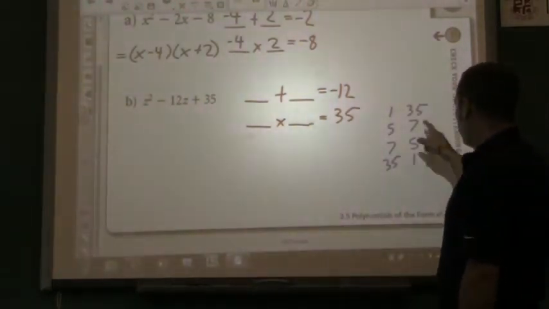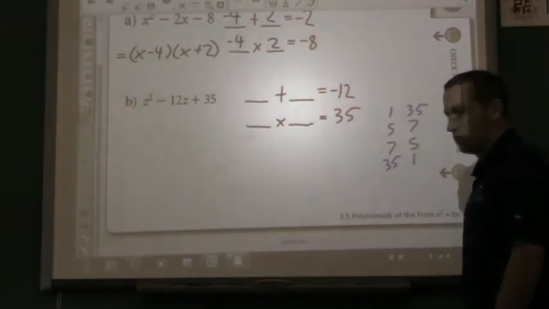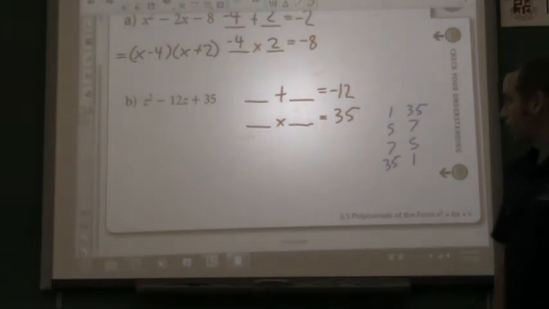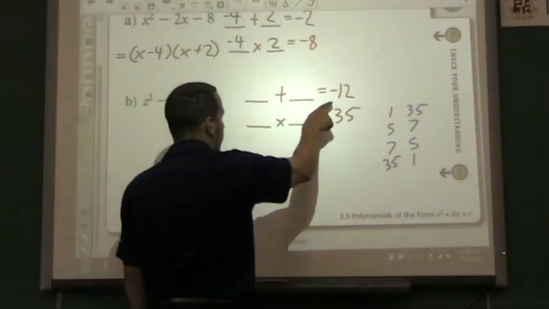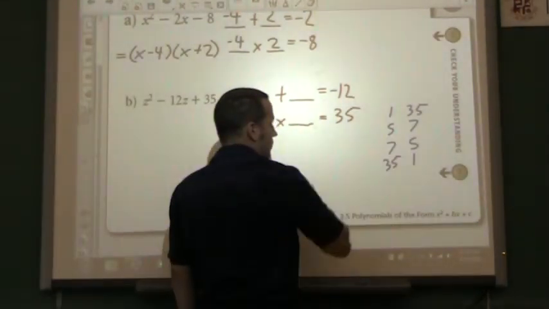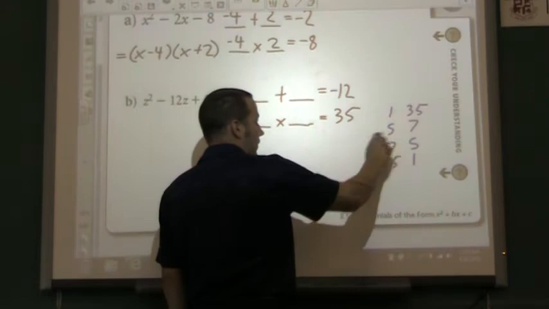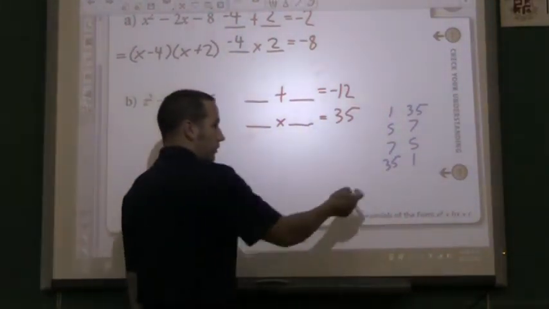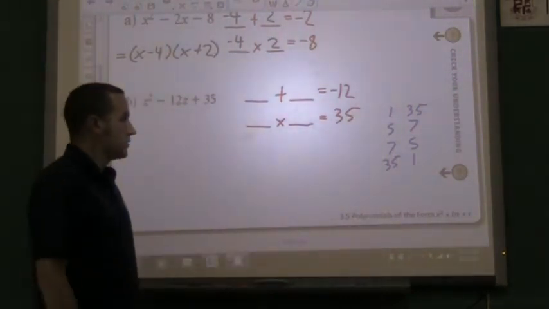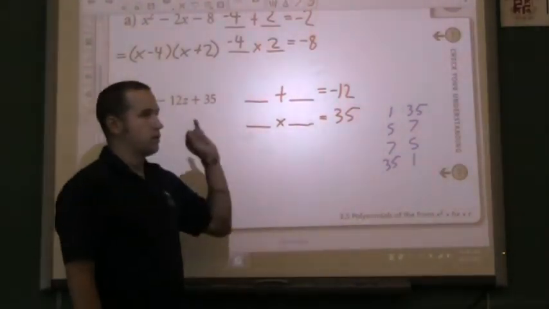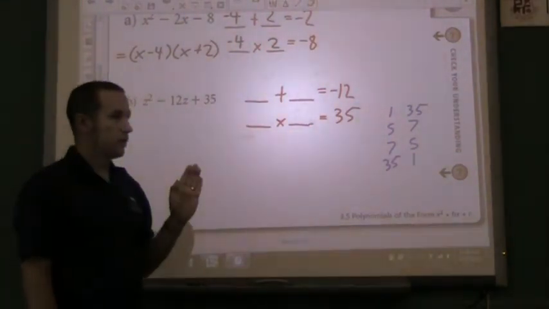Now, looking at these, all four pairs do multiply together to give me a positive 35. Now I'm looking for two of them that add together to give me negative 12. But we have a problem here. If you look, 1 plus 35 is positive 36, 5 plus 7 is positive 12, 7 plus 5 is positive 12, and 35 plus 1 is positive 36. None of these add together to give me a negative number. But I need this positive number to be there when I multiply the two numbers together.